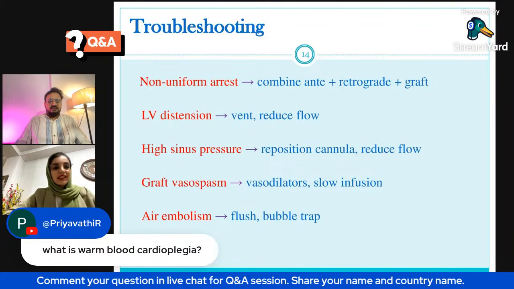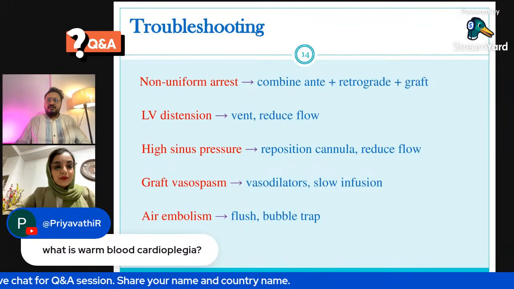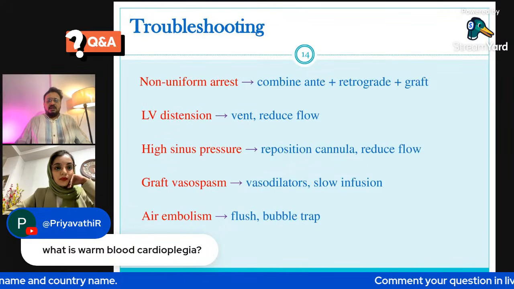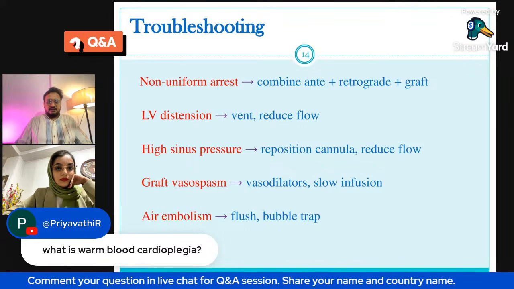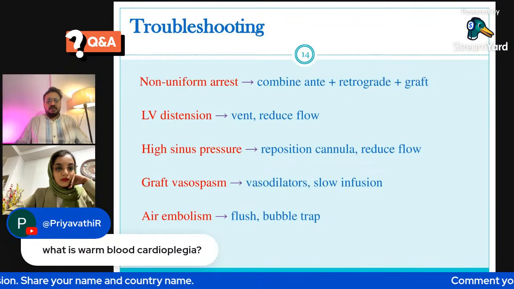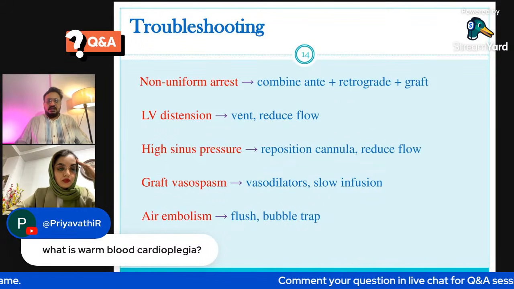Sometimes we give a warm blood cardioplegia. It has the same composition as the cold cardioplegia, and it is used to arrest the heart. The only difference is the temperature: it is maintained around 34 to 37 in warm blood cardioplegia, and in cold cardioplegia we maintain the temperature around 4 to 10 degrees.